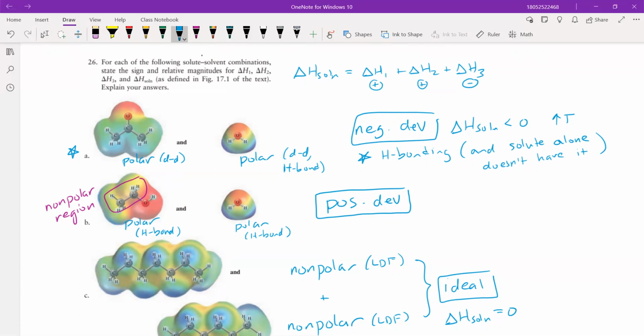So anyways, hope that helps. You can read in the solutions manual, it gives a paragraph description of this as well.